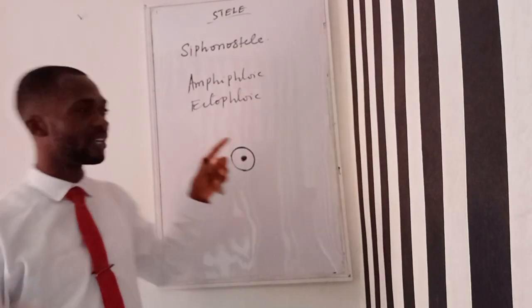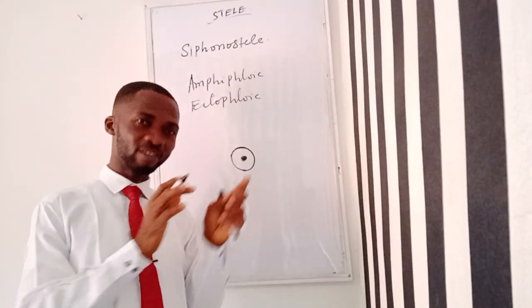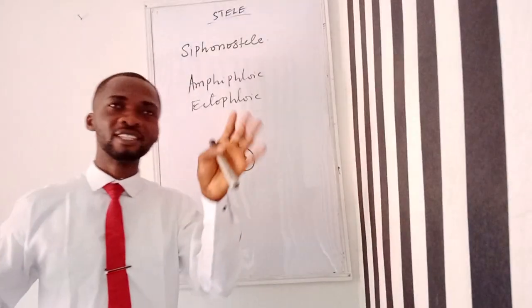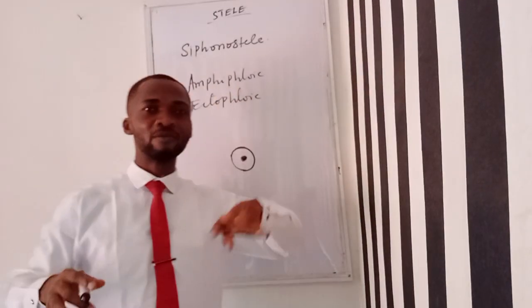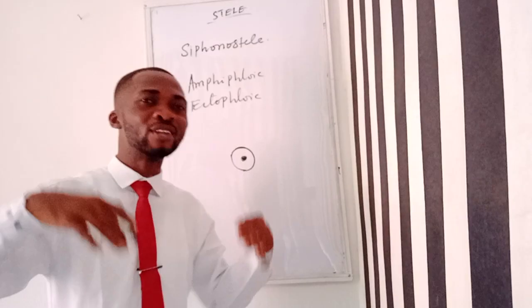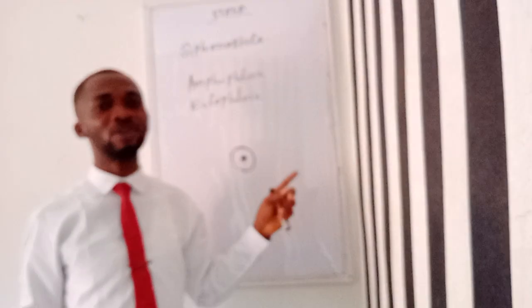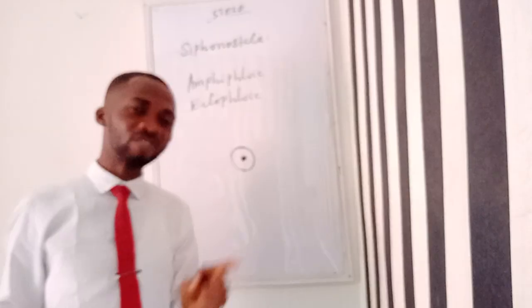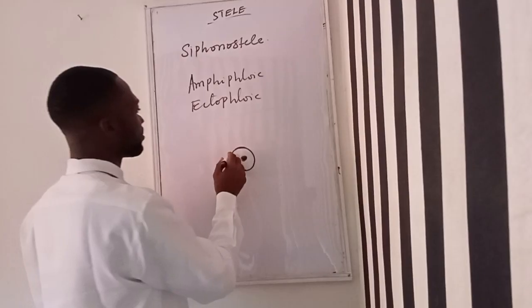But in the case of amphiphloic stele, what usually happens is that the pith, of course, pushes away the xylem. Then the phloem now surrounds the xylem on the inside and on the outside. That is for amphiphloic. For ectophloic, the pith, as usual, pushes away the xylem, but the phloem surrounds the xylem only on the outside. That is just a difference. So let me use drawing to explain that.